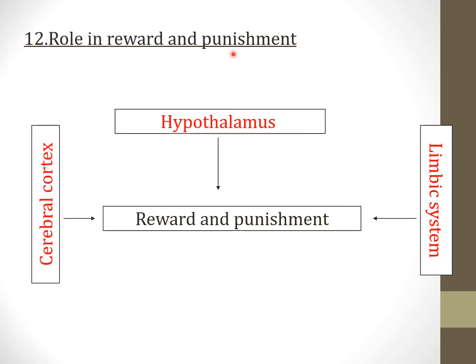Role in reward and punishment. For reward and punishment, you can refer to Guyton. This chapter explains reward and punishment with that monkey experiment: how the behavioral response is produced whenever the limbic system is stimulated. It shows what is reward and what is punishment, what the important centers involved in reward and punishment are, and how the cerebral cortex contributes to reward and punishment.